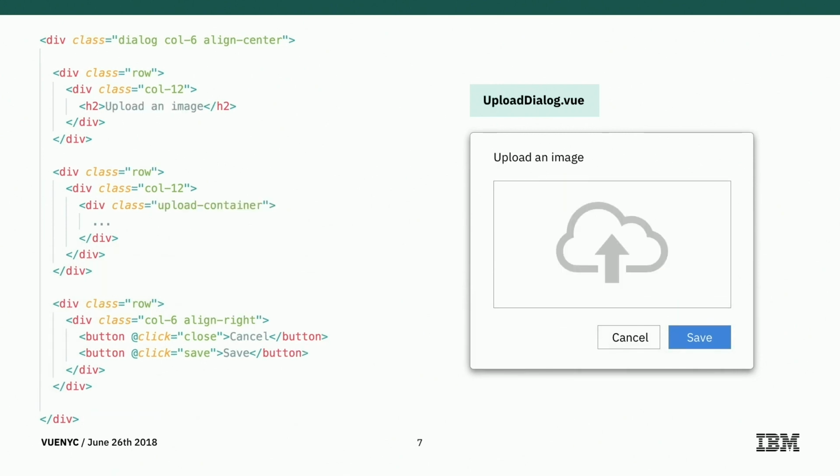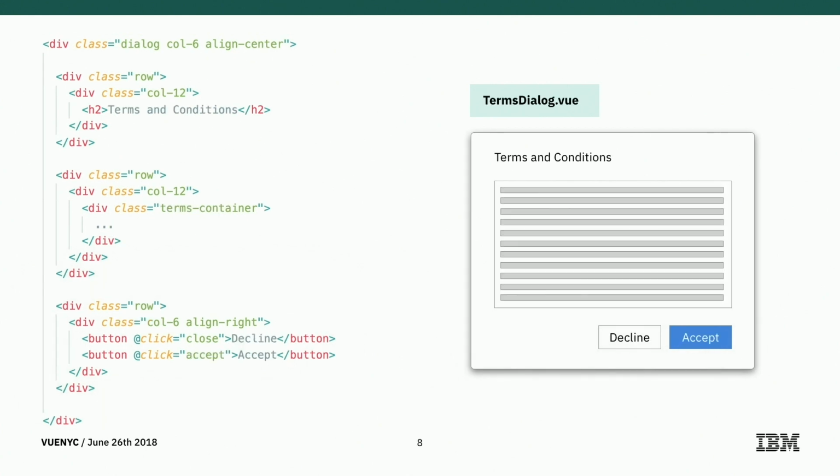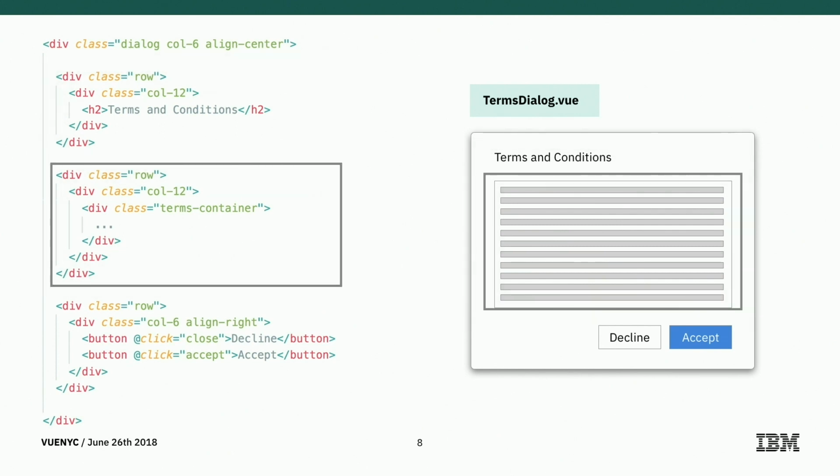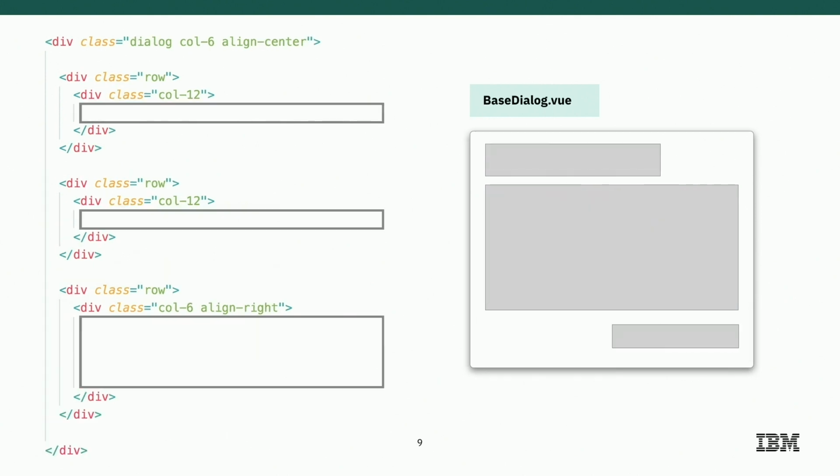And then in your upload dialog, you might have the same header, an upload container, and a row for your buttons. And then in your terms, no surprise, you might have a header, a middle section for the main content, and then a section for your buttons. Well, with slots, we can fix this. So we could create a base dialog that would have all that code that we have that's duplicated in it. And then we can use slots to put in a placeholder where we might put some code later on.